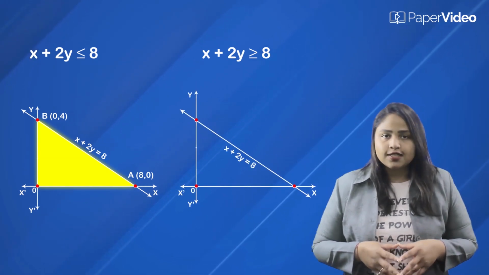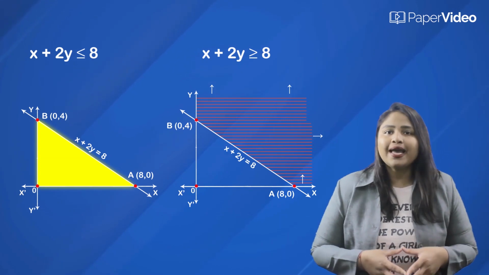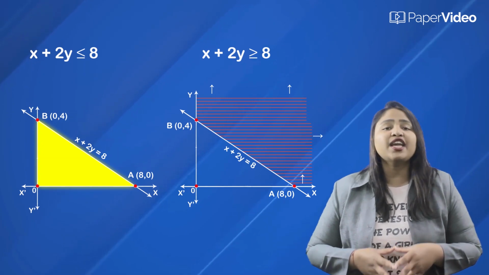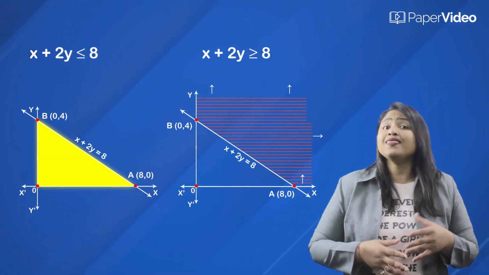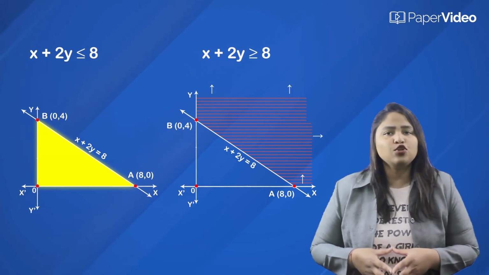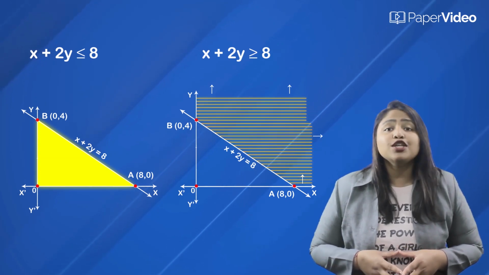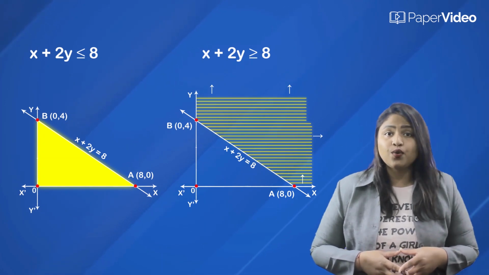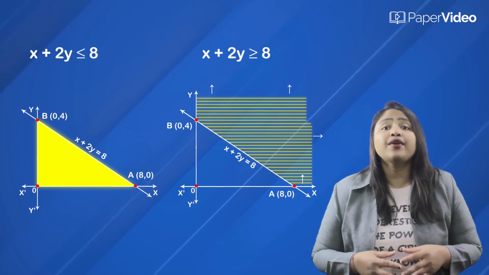Similarly, if we have to consider the region bounded by x greater than or equal to 0, y greater than or equal to 0 and x plus 2y greater than or equal to 8, then it will lie in the first quadrant and on that side of the line x plus 2y equals 8 in which the origin is not located. Therefore, the shaded region in this graph represents x greater than or equal to 0, y greater than or equal to 0 and x plus 2y greater than or equal to 8 simultaneously.